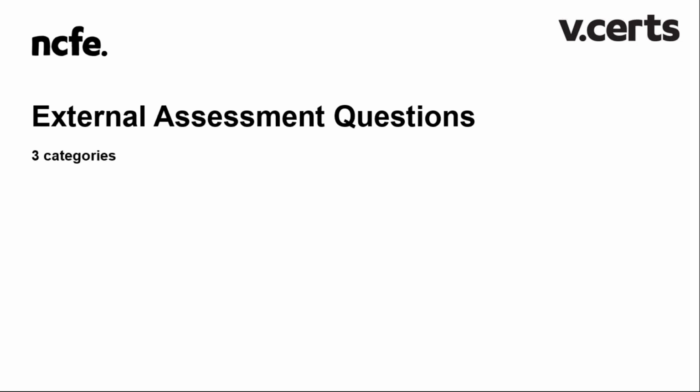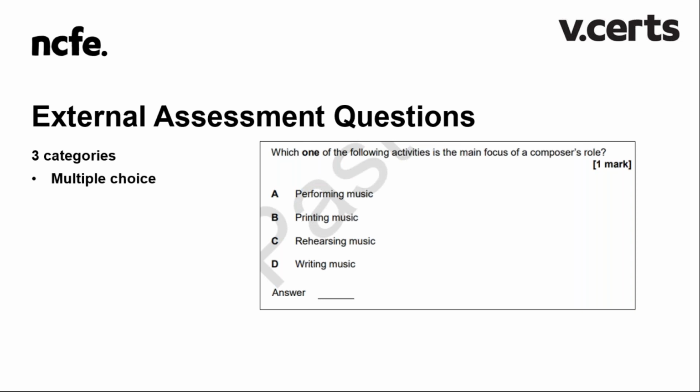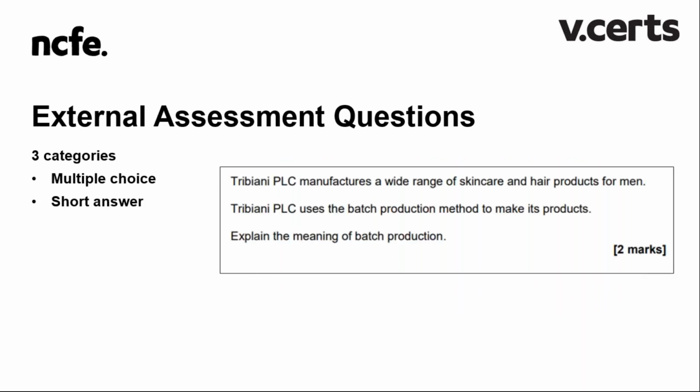And on the exam, there's 3 main types of questions that appear. Multiple choice questions, which help to cover AO1. This example here is one from performance skills. As well as multiple choice, we do have short answer questions. This example here from business and enterprise: explain the meaning of batch production.